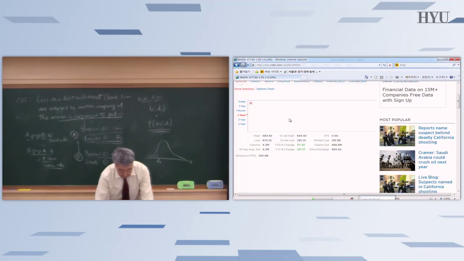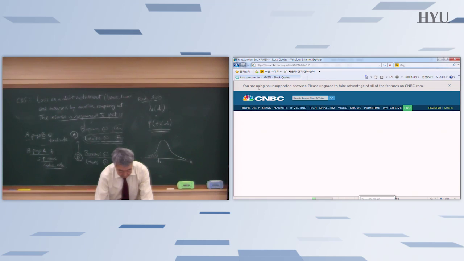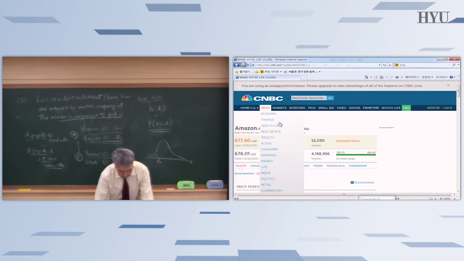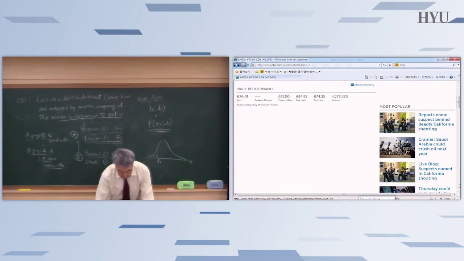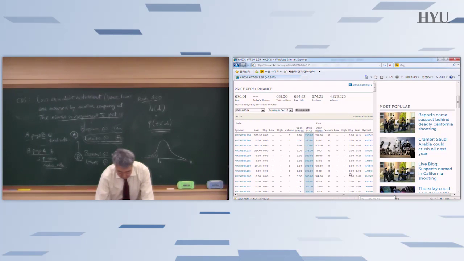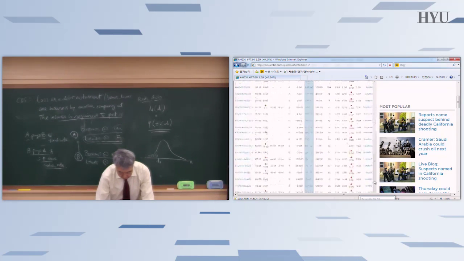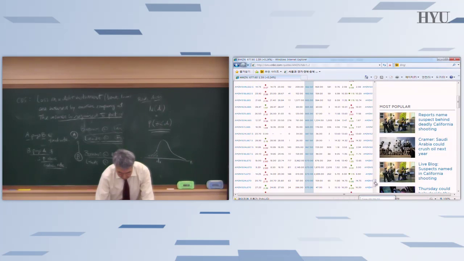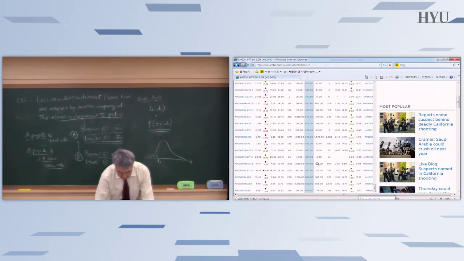Where is the option chain? Go to the options chain. Select the December option. It's already selected here. And go down to close to 677. Go down to 677 around here, something that's close to it, and check out the price.